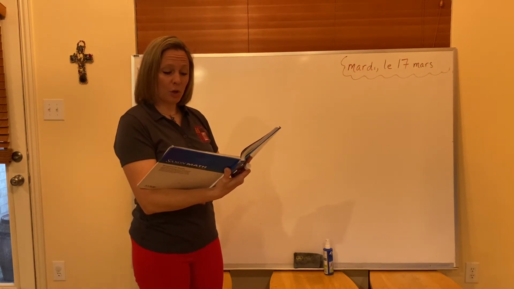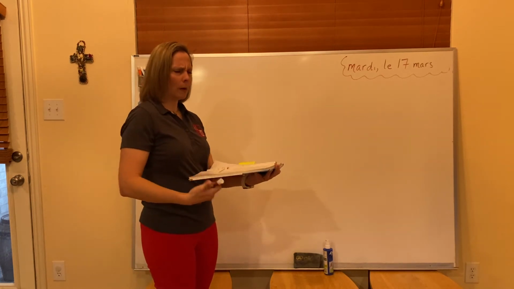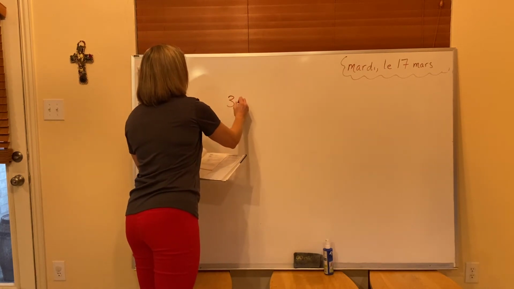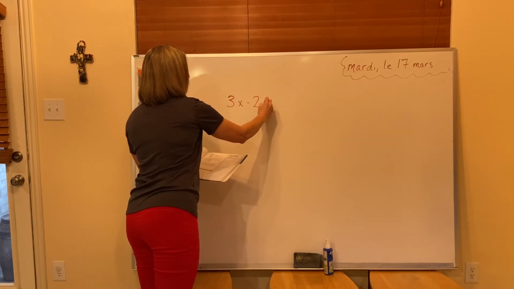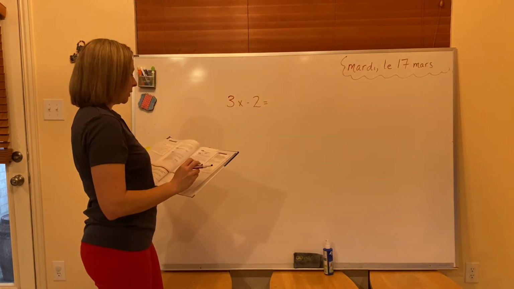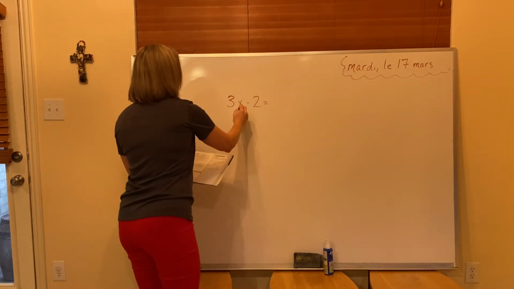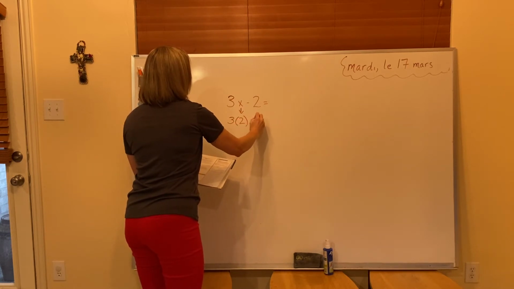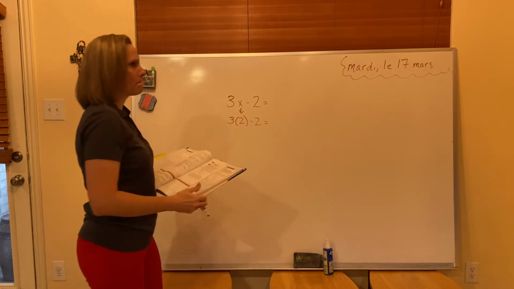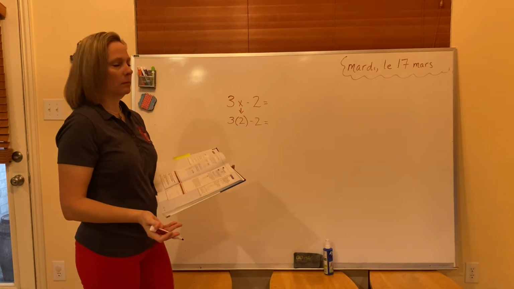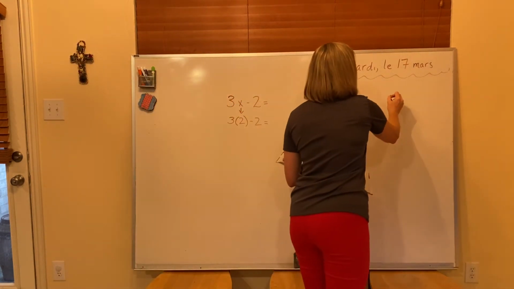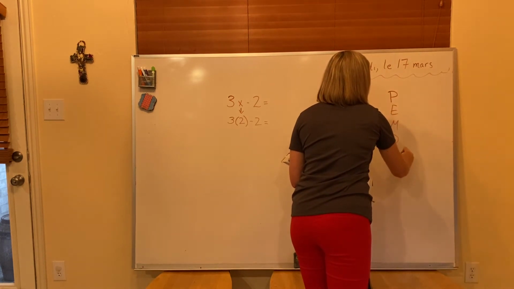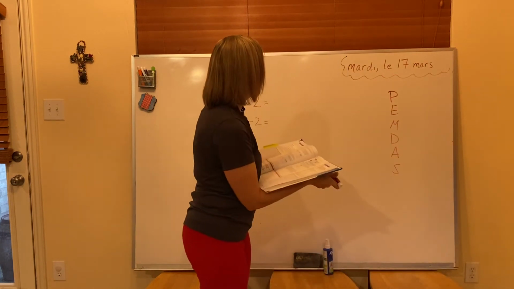When x is 2, let's just work this out real quick and see how this works. 3x minus 2 is equal to, and then we're filling in our chart. When x is 2, 3 times 2 minus 2 equals, okay, what do I do first? Well, let's not forget about our rule. PEMDAS, right? What do we perform first?